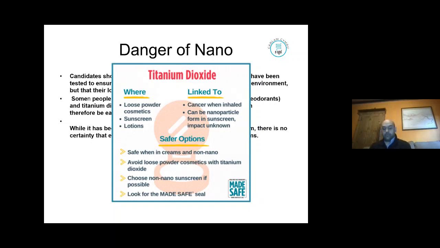Again, think about where we're putting these things. We're putting them directly onto our skin. So it is potentially quite a serious risk there.